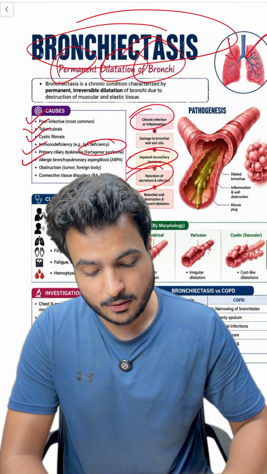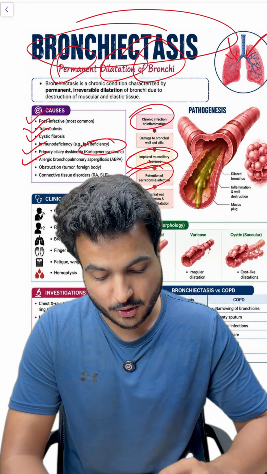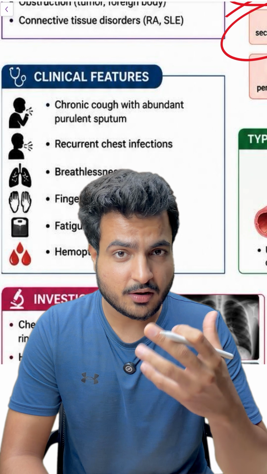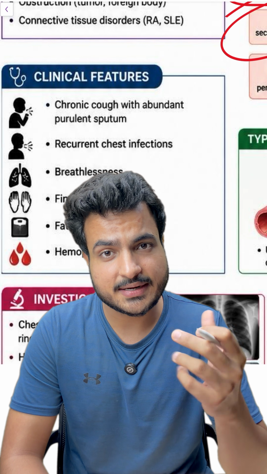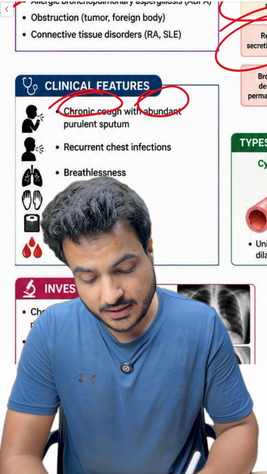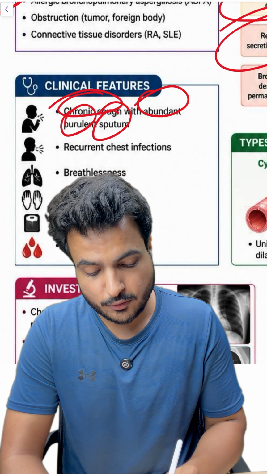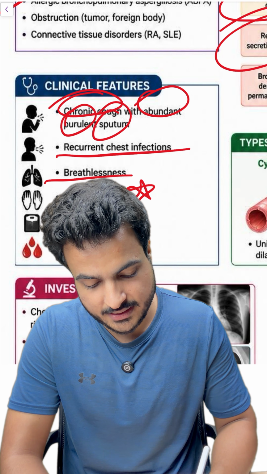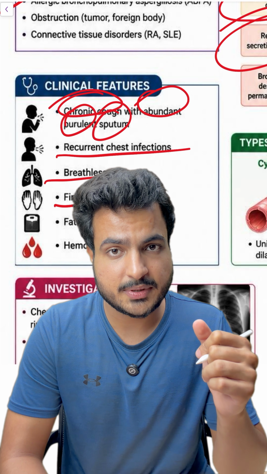So now let's discuss the clinical features in the patients of bronchiectasis. Since there is chronic infection, in the setting of chronic respiratory infection, there is dilatation of bronchi. So there would be chronic cough along with abundant purulent sputum production. There would be recurrent chest infections along with breathlessness and finger clubbing. So finger clubbing is a physical finding you can find in the patients of bronchiectasis.